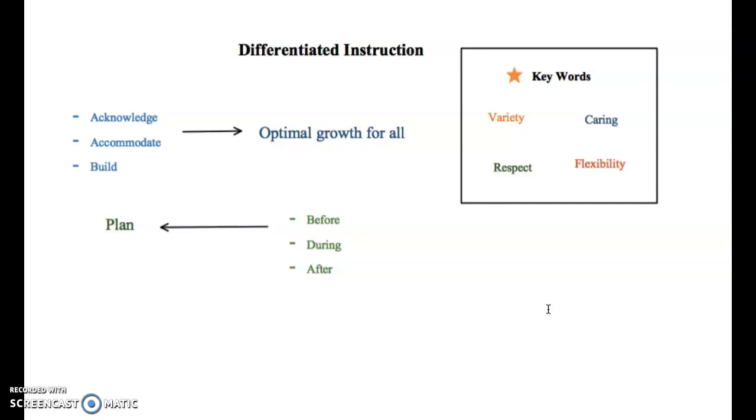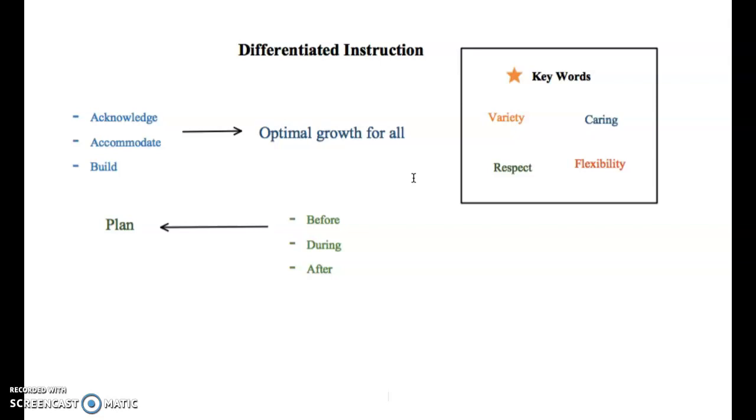But I don't think I really understood exactly how to go about this. And because this is short, I won't go too much into everything I was thinking, but a couple of the key points were about how you first need to acknowledge, accommodate, and build upon in order to ensure optimal growth for all. And so that really is just the point of differentiated instruction and why it's so key in many of our classrooms and future classrooms.